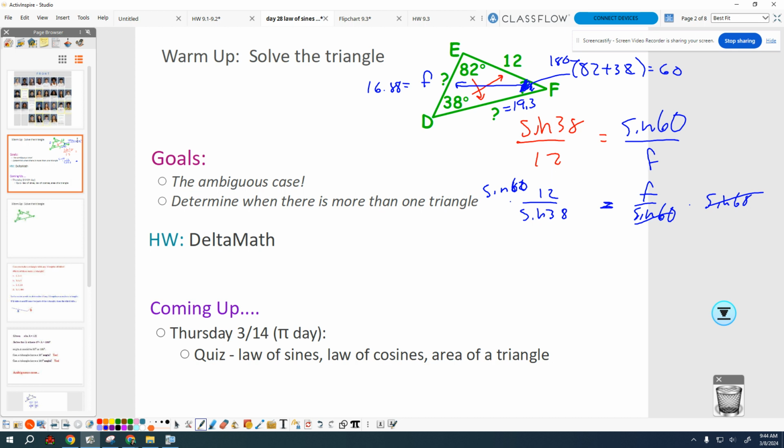Today, we need to do this thing called the ambiguous case and determine when there's more than one triangle or no triangle. There will be a quiz on stuff, hopefully simple, crank through it, and hopefully you'll all have your own calculator that you're used to using, not the emulator on your phone. Hopefully you'll have one of those by Thursday.